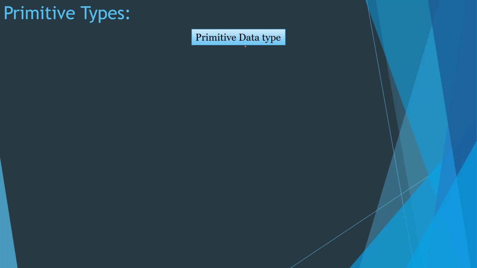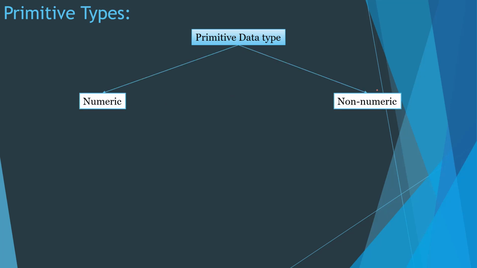Primitive data types are mainly classified into two categories, numeric and non-numeric. As the name suggests, numeric data types will hold values that are numbers, and non-numeric will contain all the non-numeric values. Simple, right? Let's discuss them in detail then. We have two non-numeric data types, char and boolean.